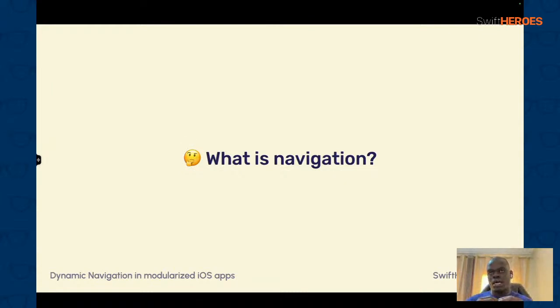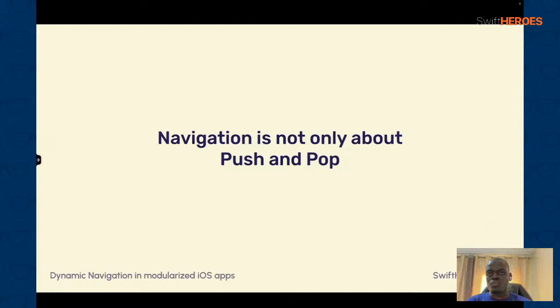So now let's define what is navigation. In a nutshell, in iOS, navigation refers to the ways in which users can move from screens to screens and features within an iOS app. Effective iOS navigation is crucial for creating a seamless and intuitive user experience. That's why navigation is so important in mobile development in general, right? But navigation is not only about push and pop.